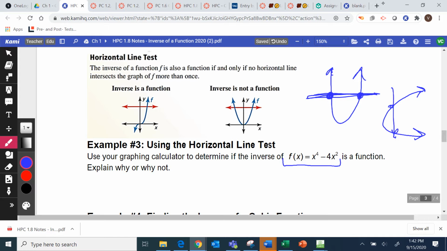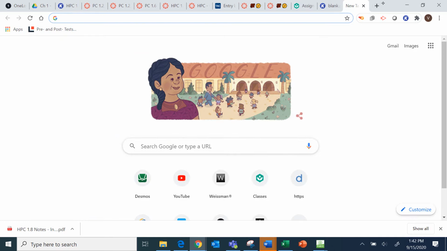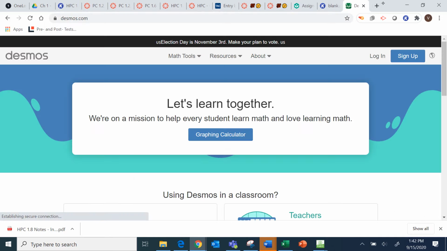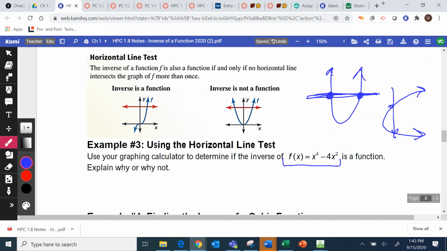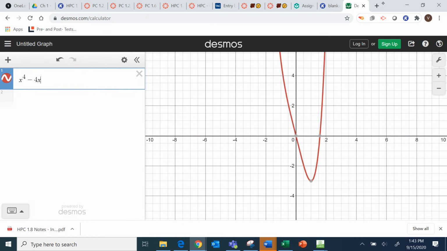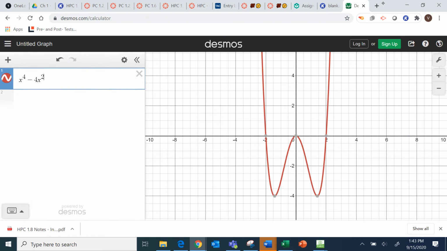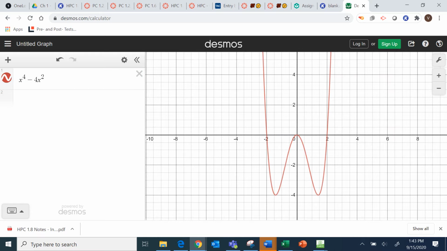X to the 4th minus 4x squared. Type it in your graphing calculator. Make sure you know how to graph it on your graphing calculator. When you graph it on your graphing calculator, you should get the same picture that I have on Desmos. And the question is, is the inverse a function? I don't have my mouse on, sorry.